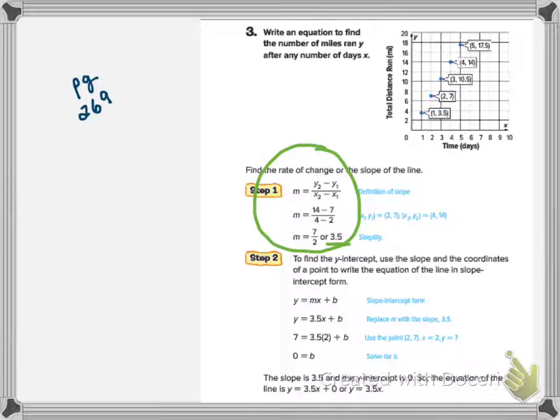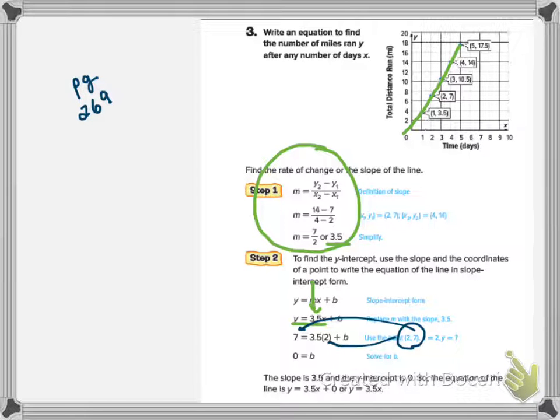Now, this one is not proportional. If you look at the graph, as the line comes down, it crosses near 0, but not at 0. And so we have a y-intercept. Now, to find the y-intercept, you use the beginning of the equation that you found by plugging in the slope. And then you're going to take a point, and you can choose any point. They have chosen the point 2, 7, and you're plugging in the 2 for x and the 7 in for y. And then they solve that equation for b.